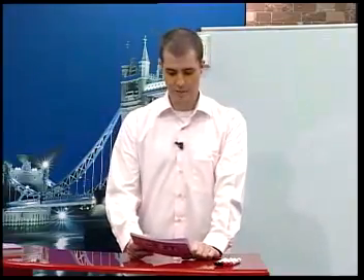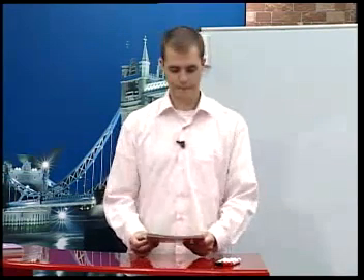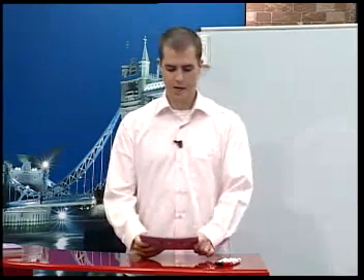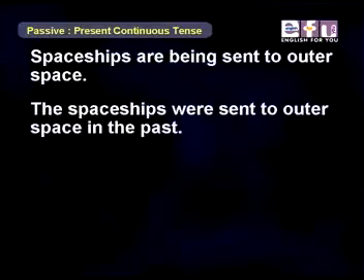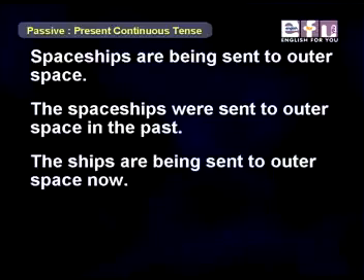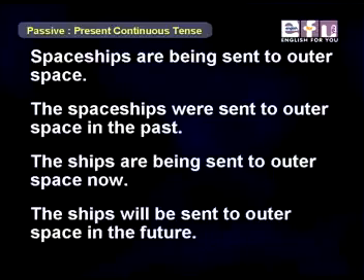So we use the present continuous in the passive voice to express an activity that is in progress at the time of speaking. It began in the recent past, is continuing at the moment, and will probably continue in the near future. It'll end sometime in the future. For example, spaceships are being sent to outer space. The spaceships were sent to outer space in the past. The ships are being sent to outer space now. And the ships will be sent to outer space in the future.